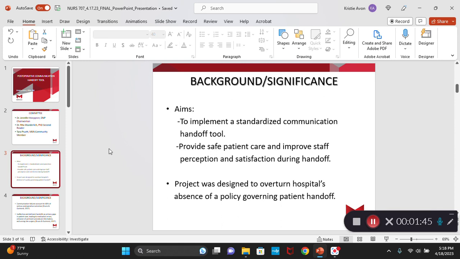Prior to this quality improvement project, there had never been an established policy governing the exchange of patient care from one department to the next, or during nurse-to-nurse handoffs. So the entire purpose of this project was to implement a standardized SBAR communication handoff tool to improve the flow and accuracy of vital information relayed during the handoffs. And you've probably heard the acronym SBAR, which stands for Situation, Background, Assessment, and Recommendations.